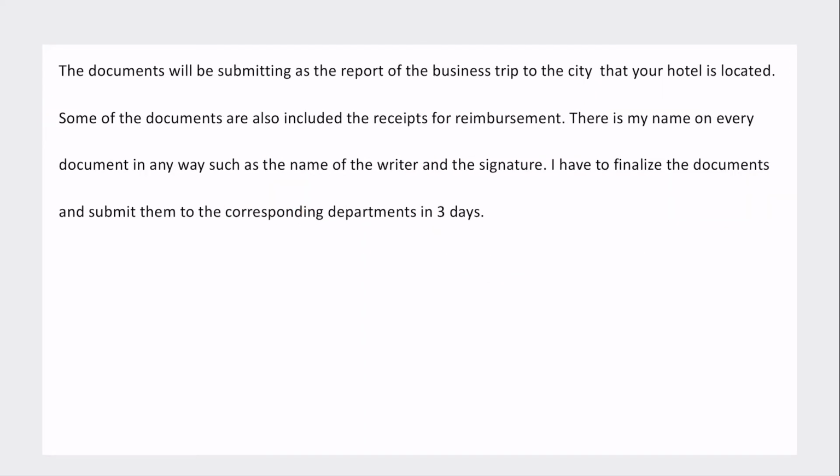"The documents will be submitted as the report of the business trip to the city that your hotel is located. Some of the documents also include the receipts for reimbursement. There is my name on every document in any way. I don't need that, such as the name of the writer and the signature, in the form of" you wouldn't need to say the name of the writer in the form of the signature. "I have to finalize the documents and submit them to the corresponding department in 3 days."